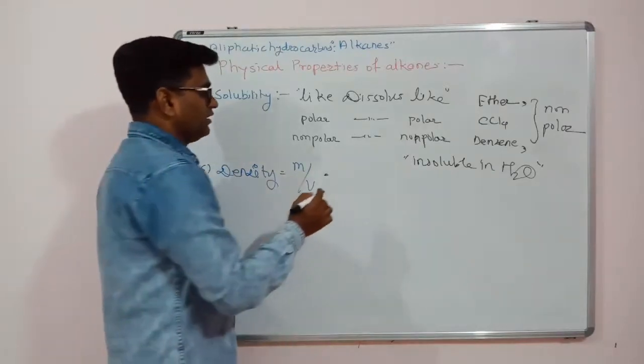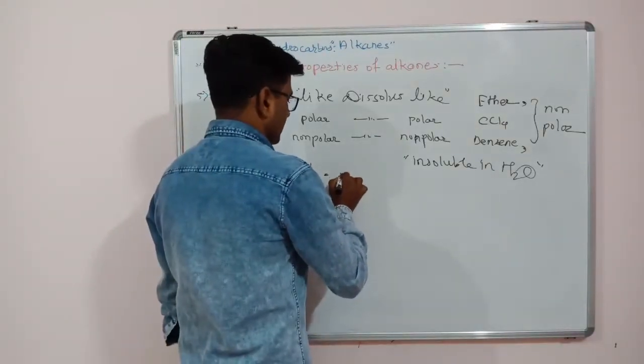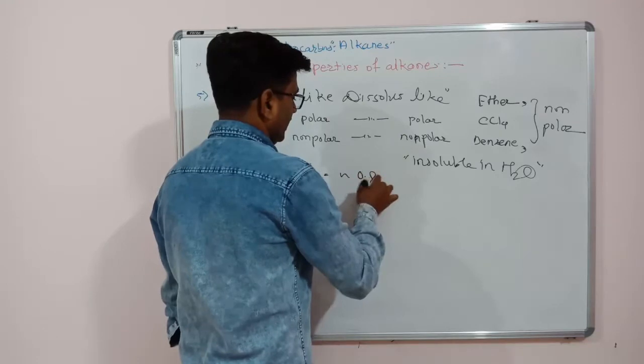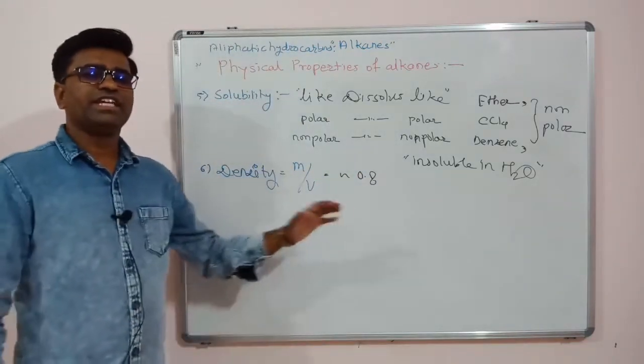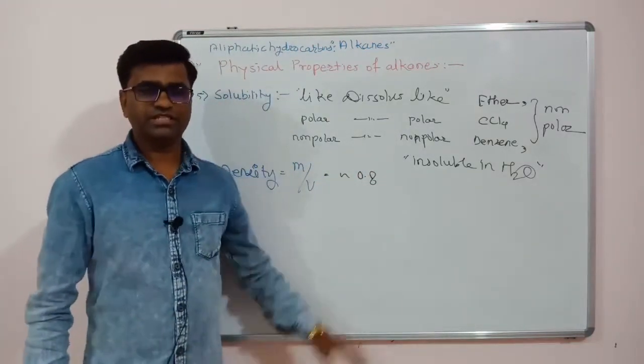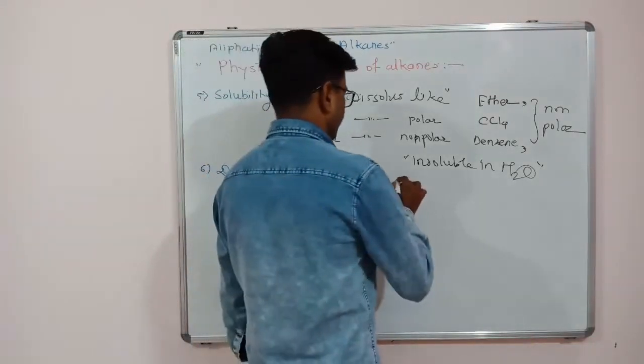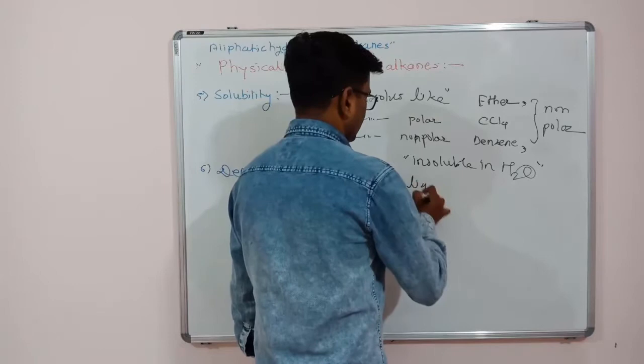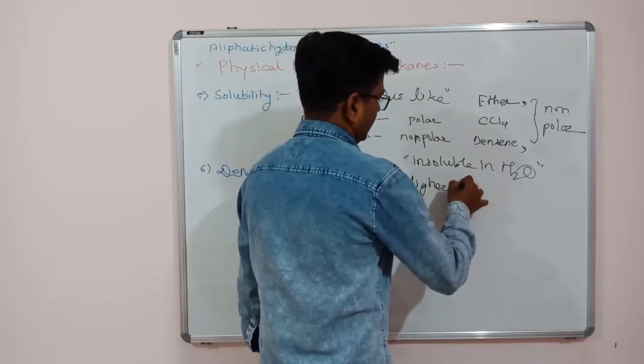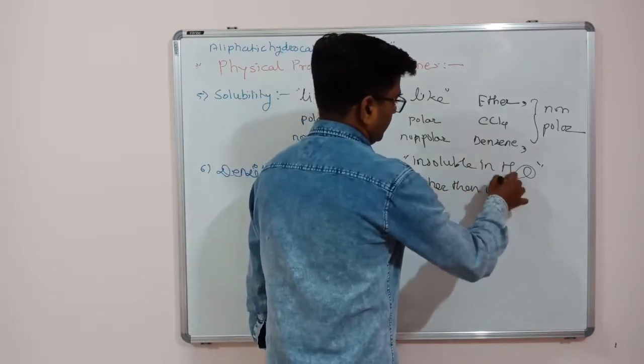So the density of alkanes is around 0.8. It's never above 1. So these are lighter than water. Alkanes are lighter than water.